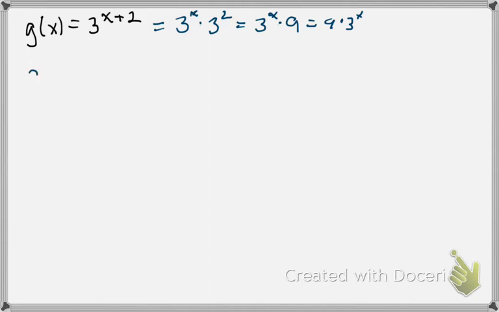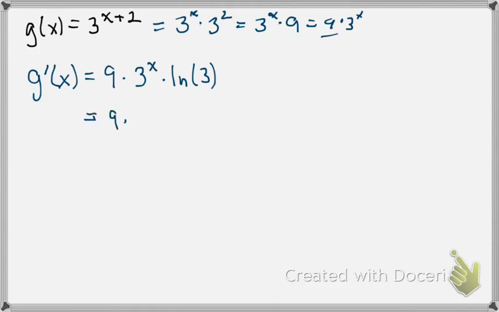So when we go to find g prime of x, the constant, which is 9, will still be in our derivative, so 9. Now we do times the derivative of 3 to the x, which is itself 3 to the x, times natural log of the base. And we can write this in different orders. For instance, we might write it as 9 times natural log of 3 times 3 to the x.